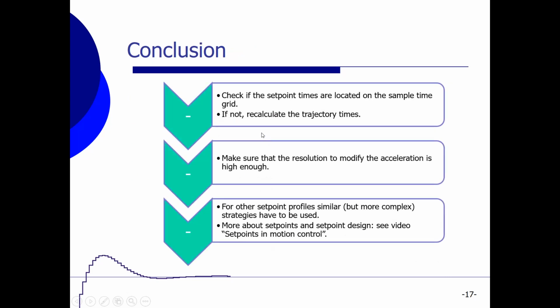So, conclusion. What you have to do is always check if the trajectory times are located on the sample time grid. And if not, you have to recalculate the trajectory times. You have to make sure that the resolution to modify the acceleration is high enough. For instance, when you have a 32-bit data bus, it's not a problem. But when you have a very cheap microcontroller, for instance 8-bit, you definitely have to do the calculation again.